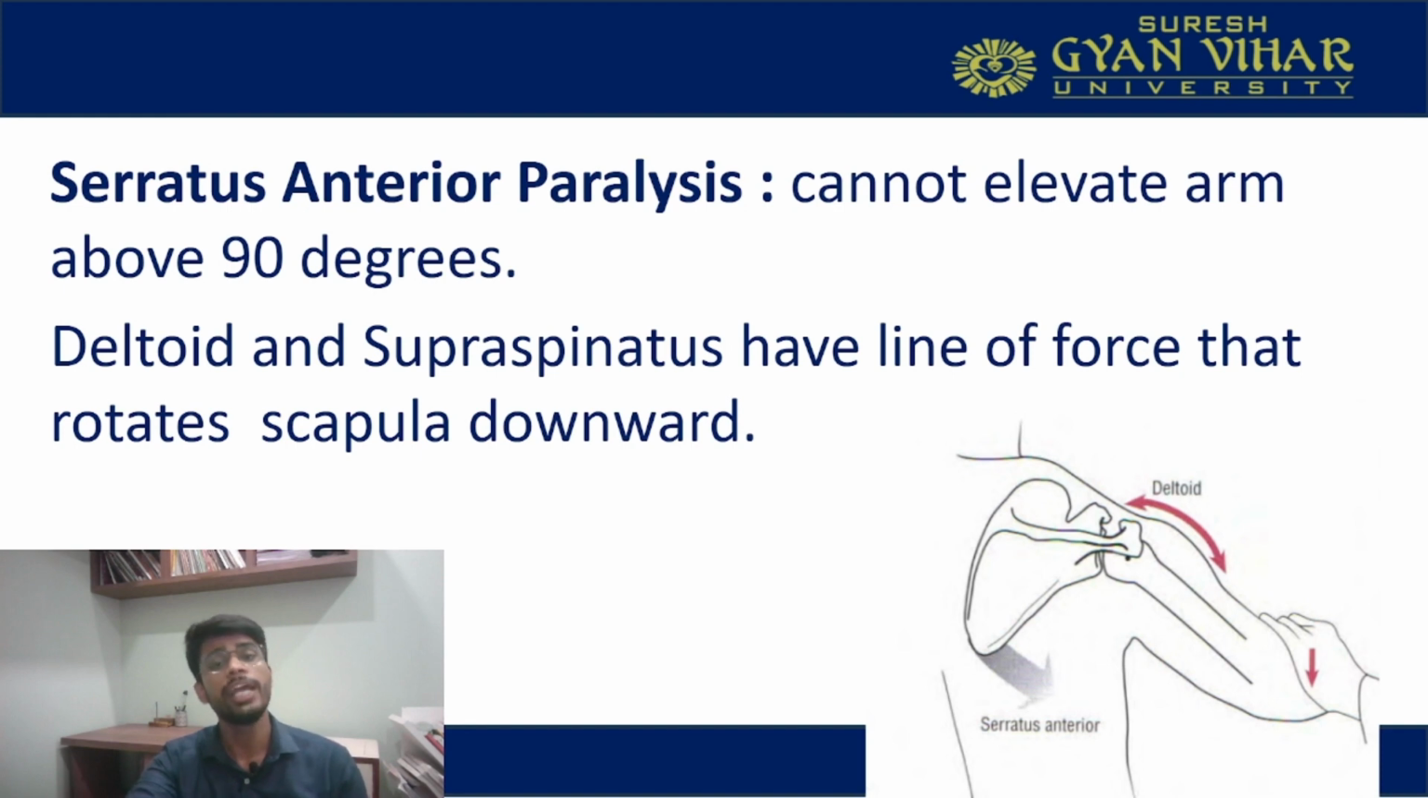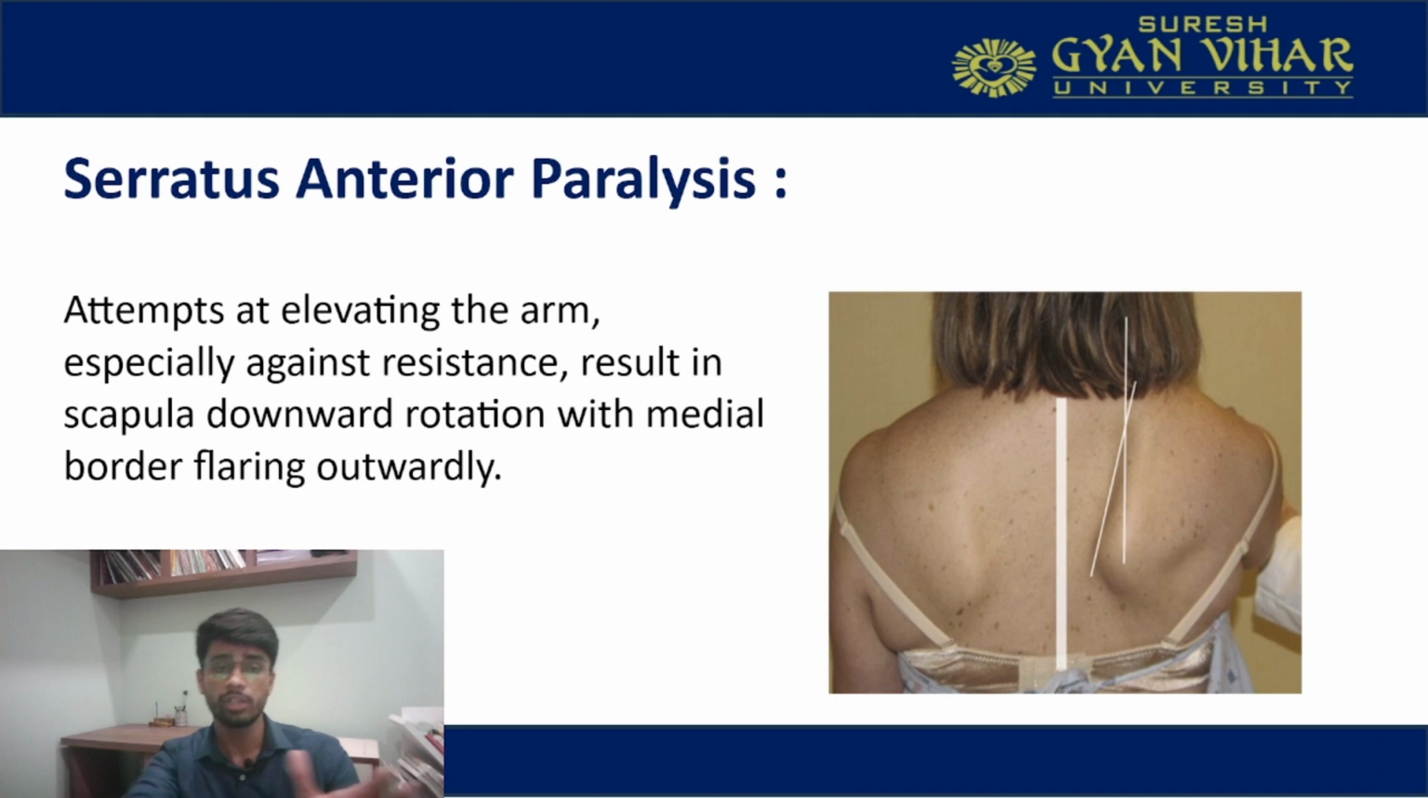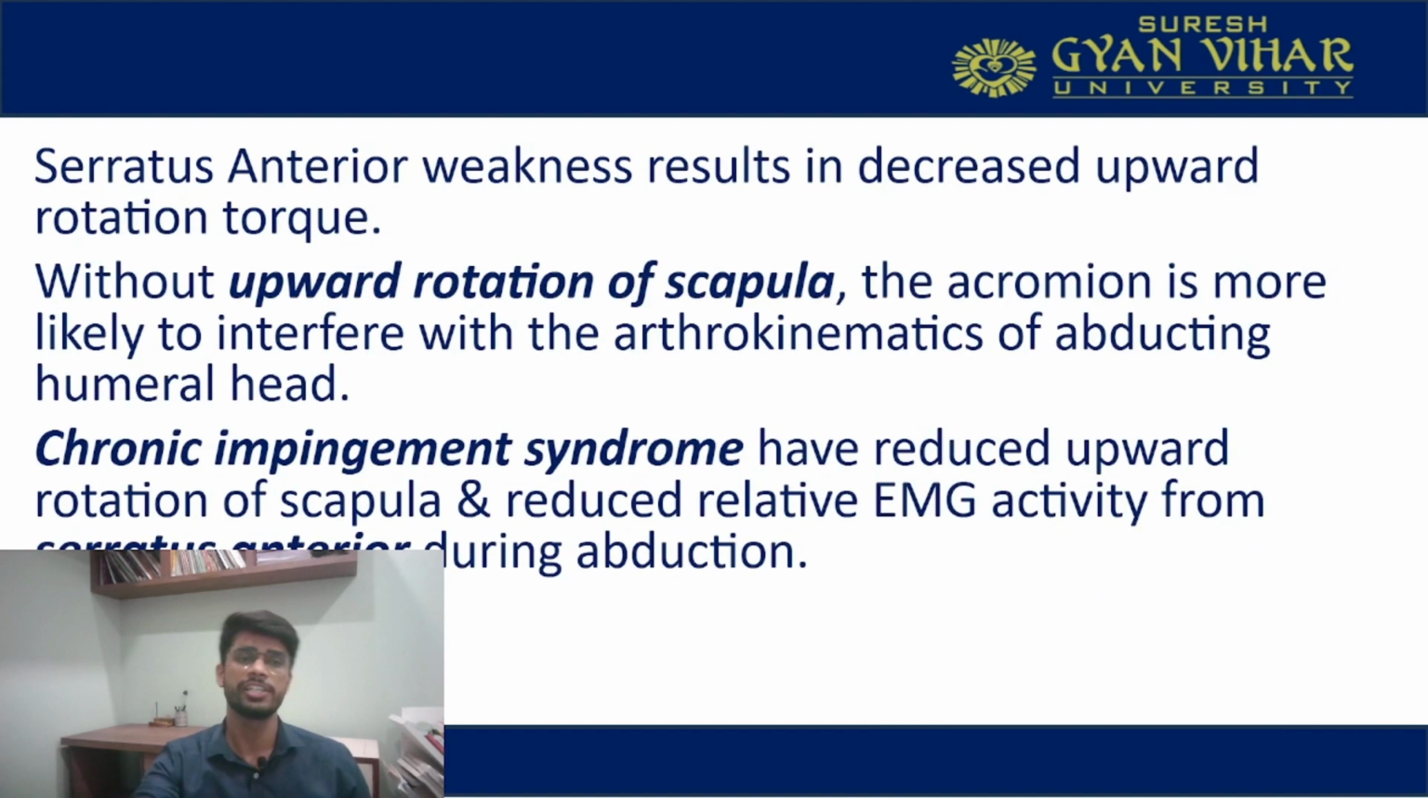Because deltoid and supraspinatus have a line of force that rotates the scapula downward. That is why your scapula will get more into downward rotation, as there is no muscle to check the deltoid and supraspinatus. So your medial border will get flared outwards because of the paralysis of the serratus anterior.